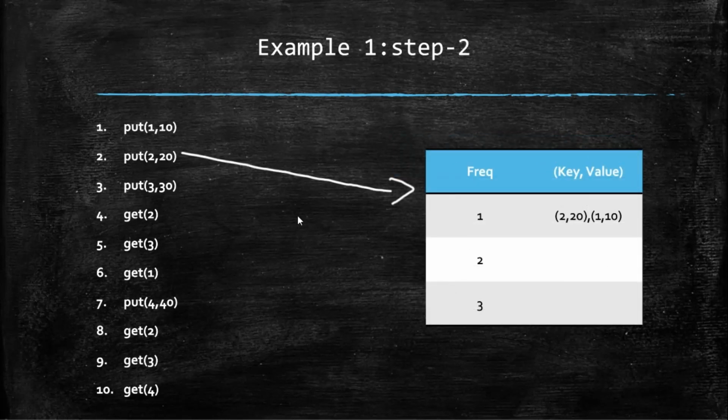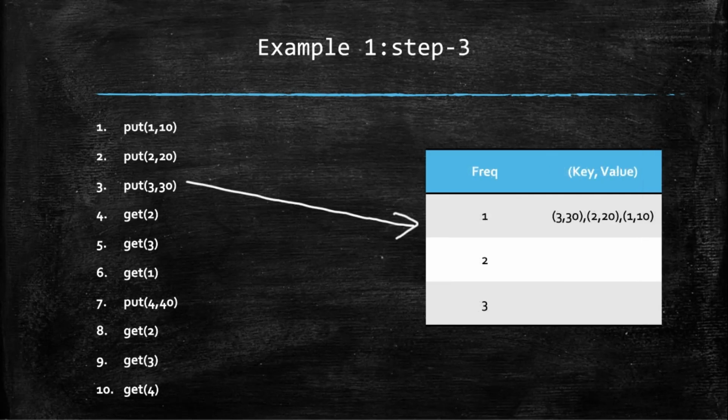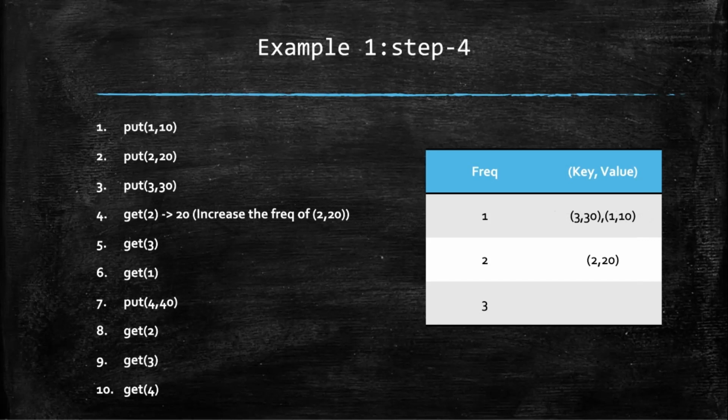In the next step, 2 comma 20 will be pushed into our data structure. In the third step, 3 comma 30 will be pushed into my data structure. In the fourth step, we are getting 2, so I will return the value 20 and increase the frequency of 2 comma 20 by 1, as can be seen in my data structure. When this get 2 operation is called, the frequency of 2 comma 20 increases, and I will return 20.